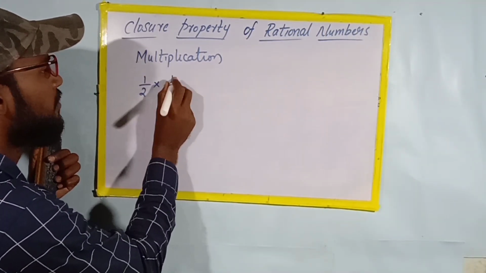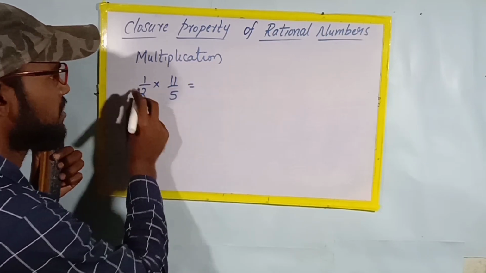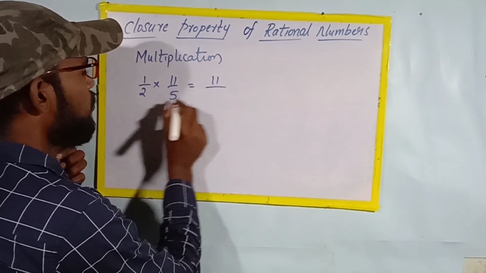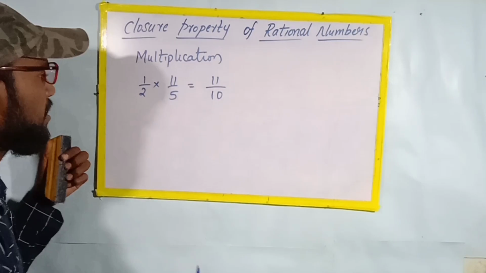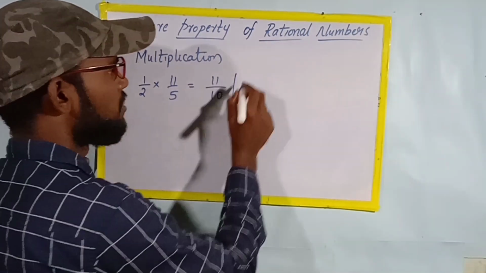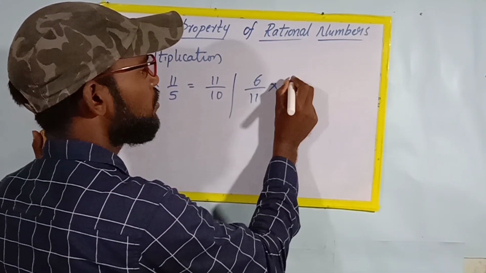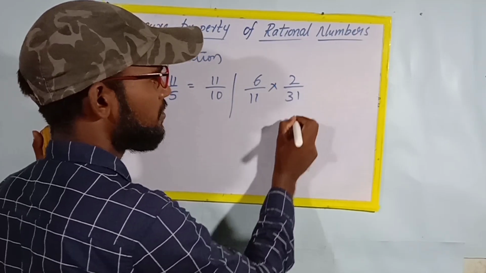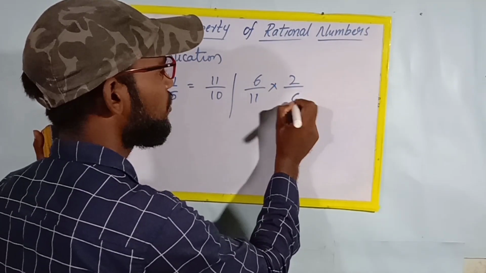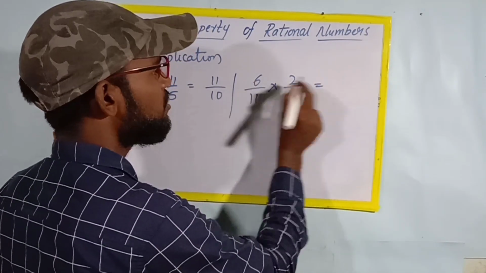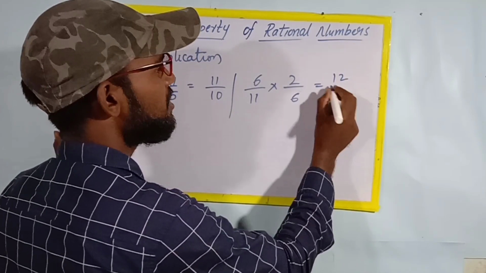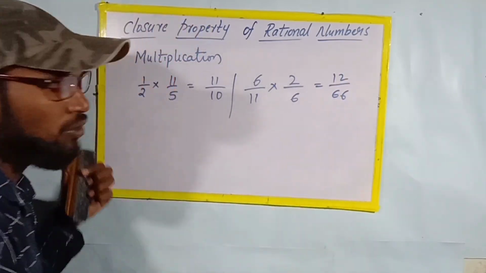See here, 1 by 2 into 11 by 5. Multiply it. 1 into 11, 11. 2 into 5, 10. Everyone clear? Now one more example. 6 by 11 into 2 by 31. So it's a very big number. 6 into 11 is 66. So it's a rational number.